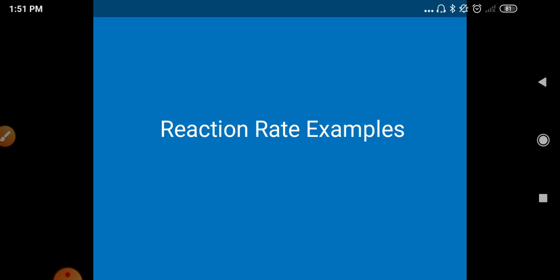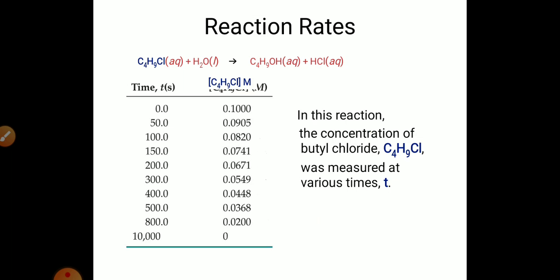The next is the reaction rate. In this reaction, the concentration of butyl chloride, C4H9Cl, was measured at various time intervals. Here you can see the time and the rate of reaction.